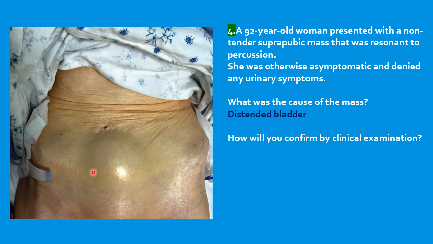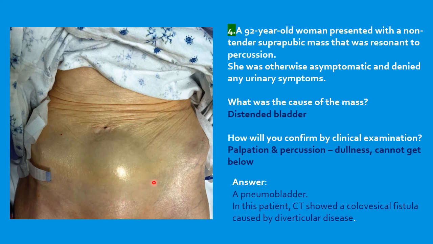You can see the well-defined mass here in the suprapubic region. It is very interesting that in this patient, it was a pneumobladder, that means a bladder containing air. How does air get into this bladder? In this patient, the CT scan showed a colovesical fistula caused by diverticular disease. So diverticular disease causes a colovesical fistula, whereby the bladder is filled with air instead of urine, and so it is resonant to percussion. This is a very rare cause which you may not be able to detect if you do not suspect it.